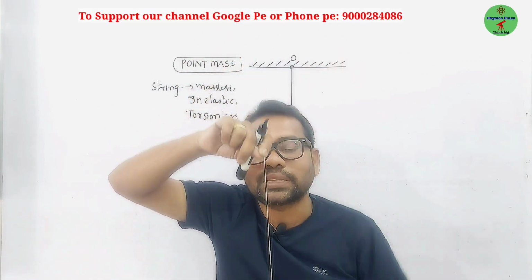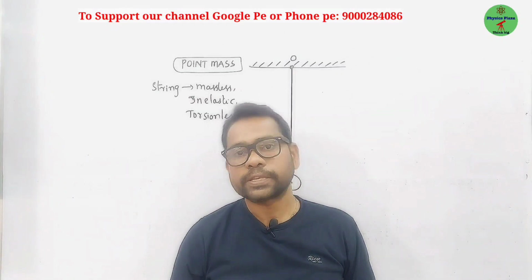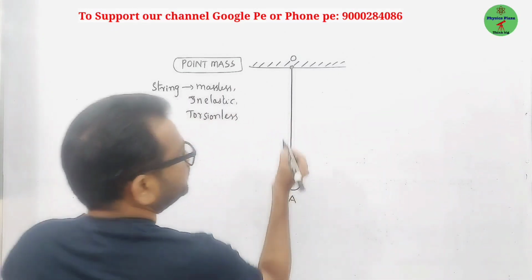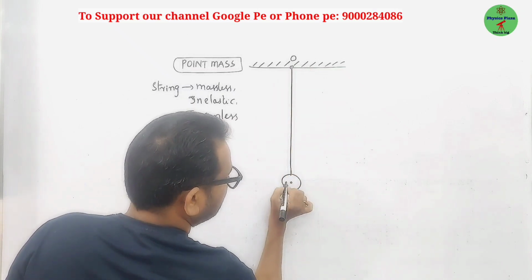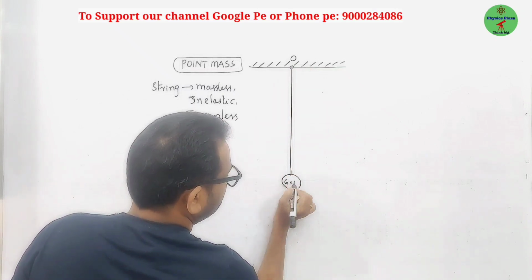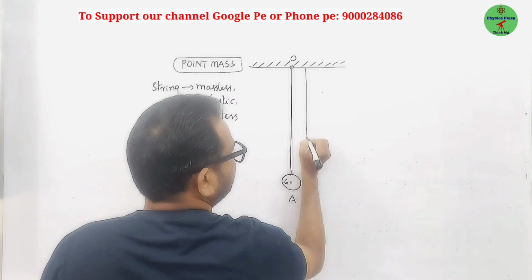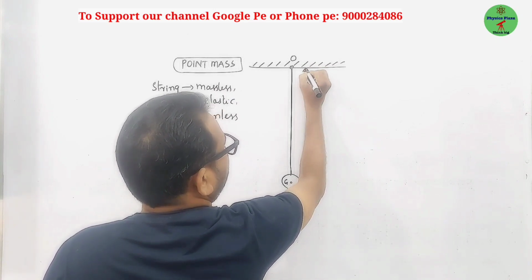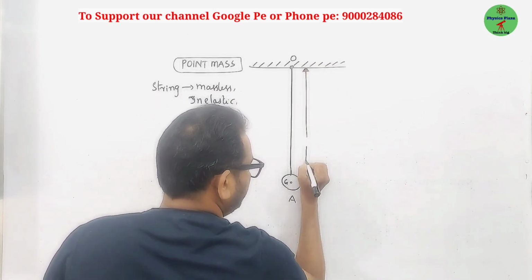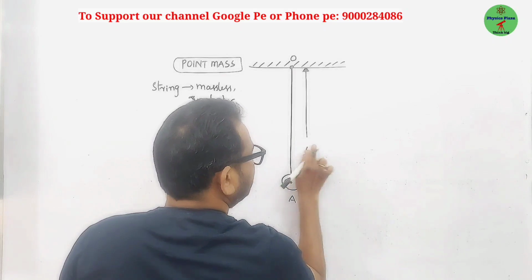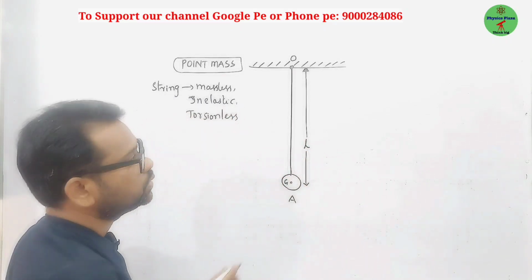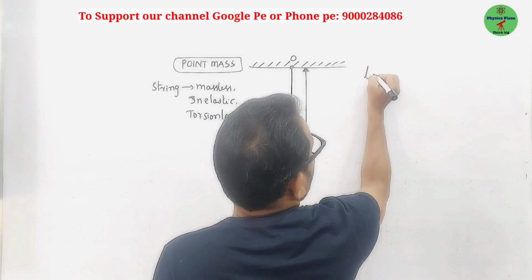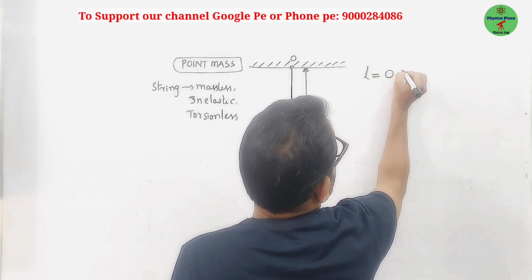Now let us try to understand some terms related to the simple pendulum. Dear children, from this point of suspension O to the center of gravity, try to understand. This length we should take, very important. This length only we can call the effective length of the pendulum. O to G, very important. So effective length must be OG.